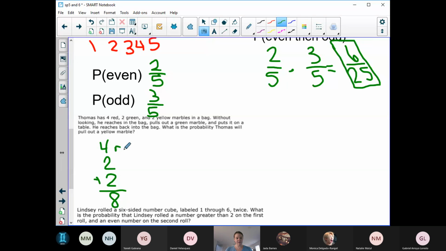Now he is going to pull out, I'm going to label these. Oh, that is not green. That is supposed to be yellow. So he pulls out a green marble, which means that I now have 2 minus 1 green marbles. So I still have the 4 red. 2 minus 1 green marbles would be 1 green. And I still have 2 yellow. So after he pulls out that 1, how many marbles are left in the bag? All right, there are 7.